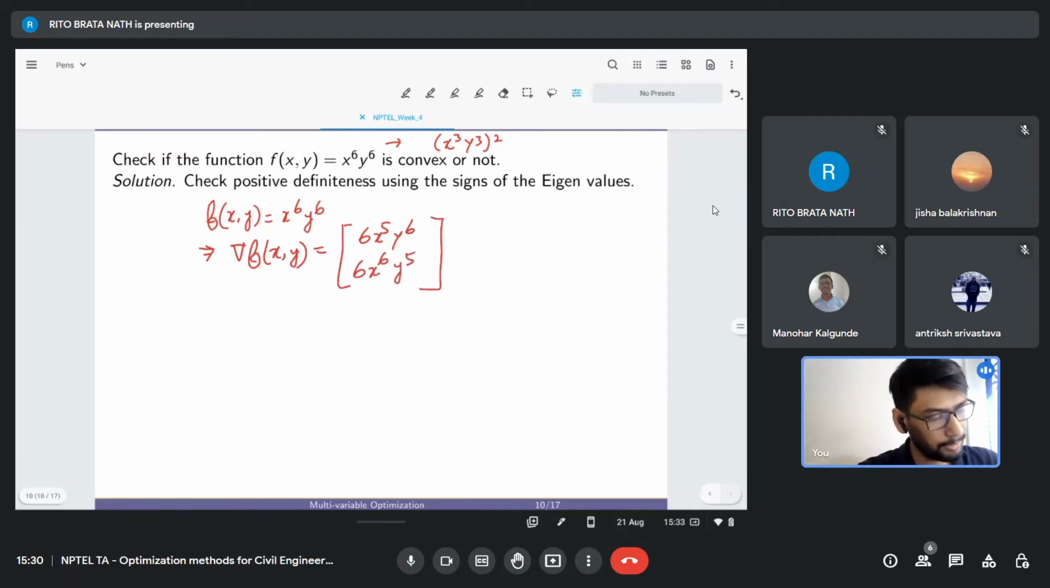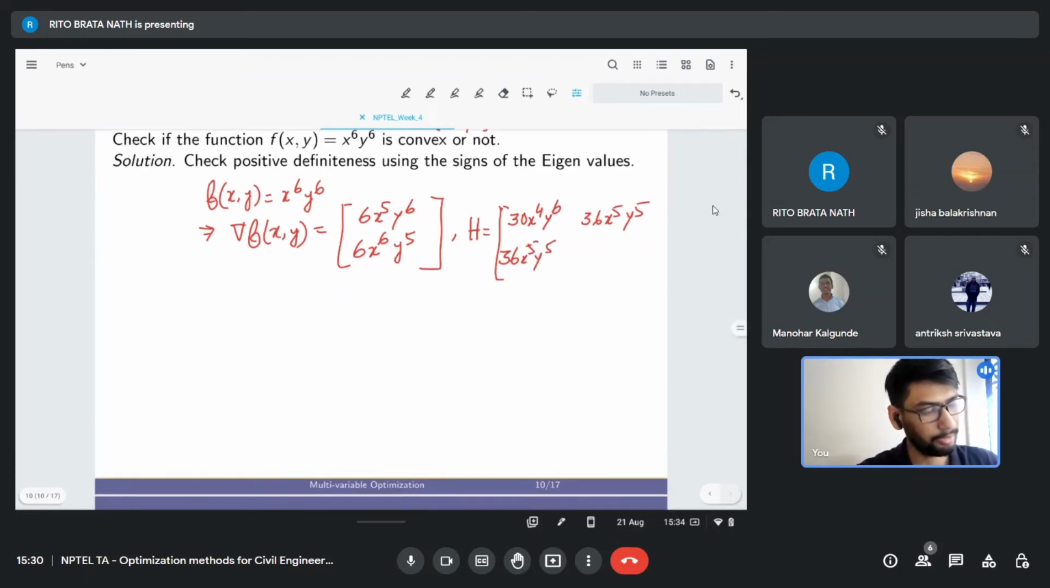And your Hessian matrix H will be, you differentiate with respect to x. So this will be 30 x to the power 4 y to the power 6. Next is with respect to y. So this will be 36 x to the power 5 y to the power 5. We'll get a similar term here. And then what you are left with is another term, which is 30 x to the power 6 y to the power 4.